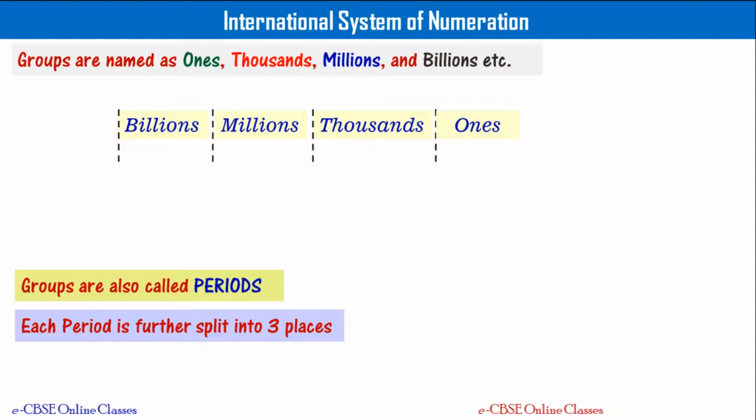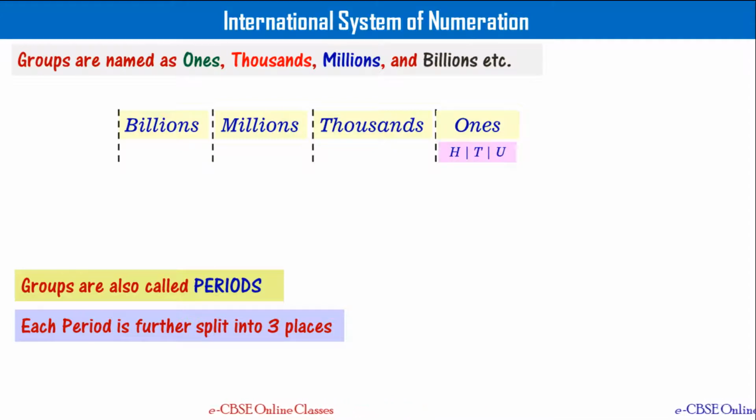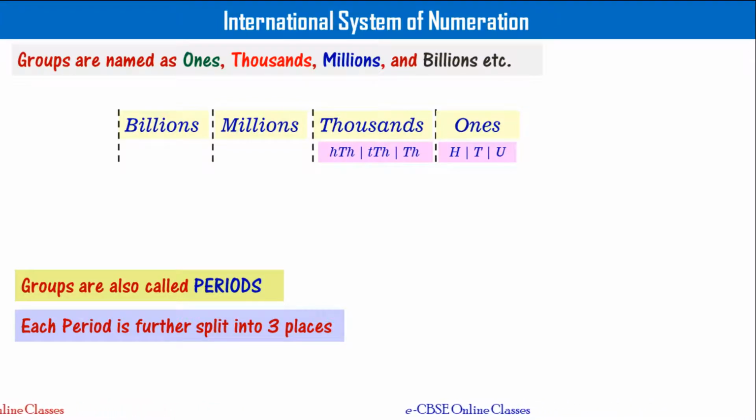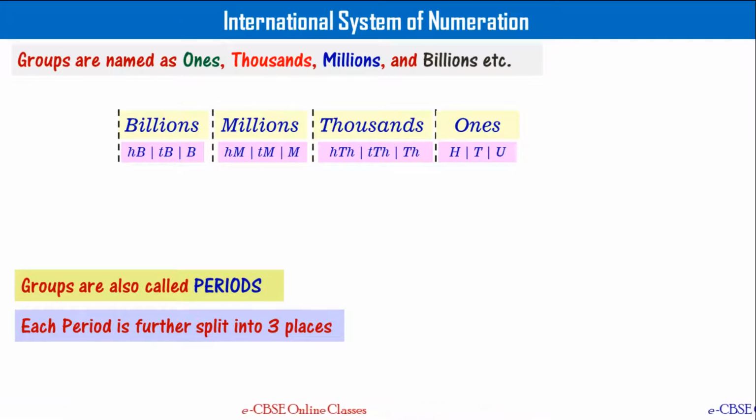Each period or group is further split into three places. For example, one's group is split into three places. Those are units, tens, and hundreds, denoted using U, T, and H respectively. And thousands group is split into places like thousands, 10,000s, and 100,000s. Millions group is split into millions, 10 millions, 100 millions. Similarly, billions group is split into places like billions, 10 billions, 100 billion, right?